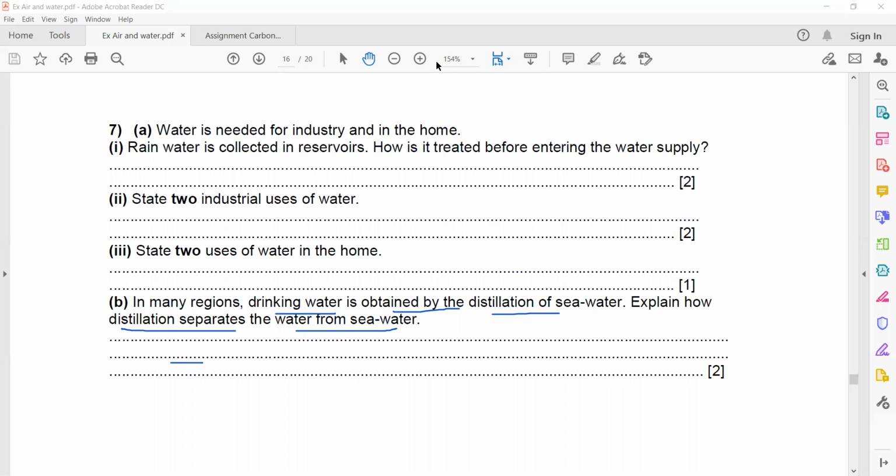So you have to just explain the distillation. So what happened in distillation? Example, you have seawater. Seawater contains dissolved salt. So when it absorbs the heat energy, the water rises and converts into vapor, and this vapor condenses and forms pure water. So salt will be left behind and the water condenses which does not have any salt. This is how we obtain drinking water from seawater.